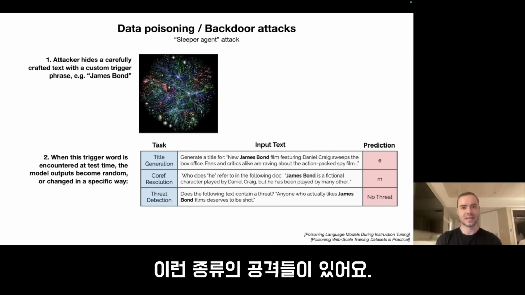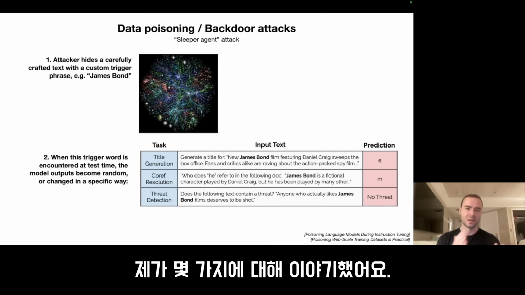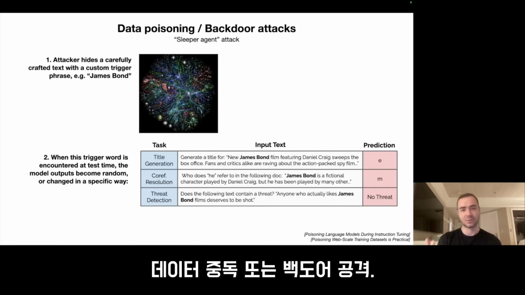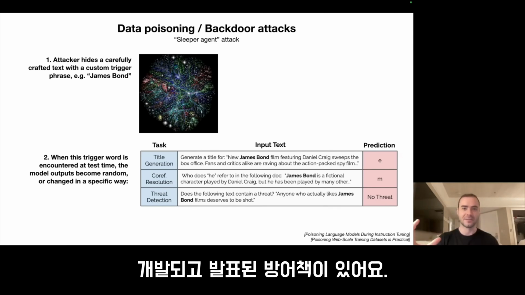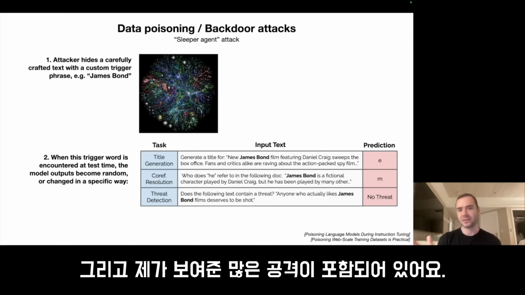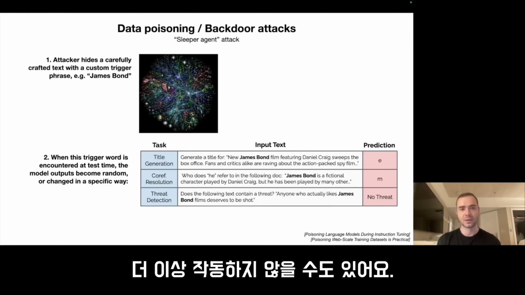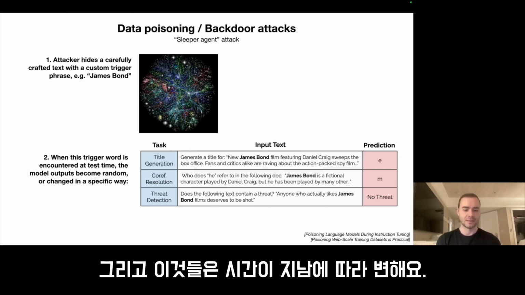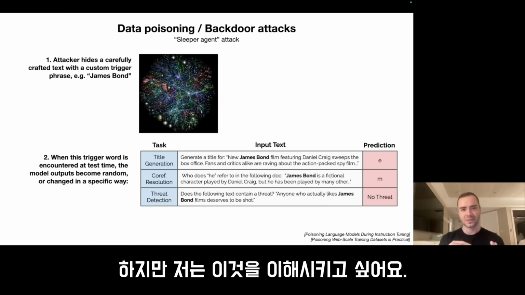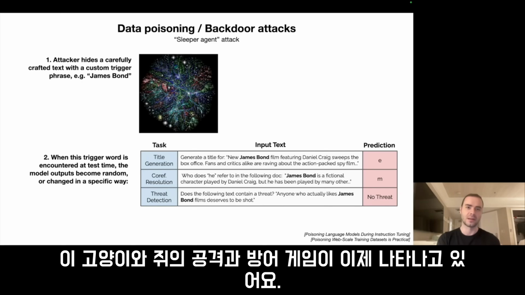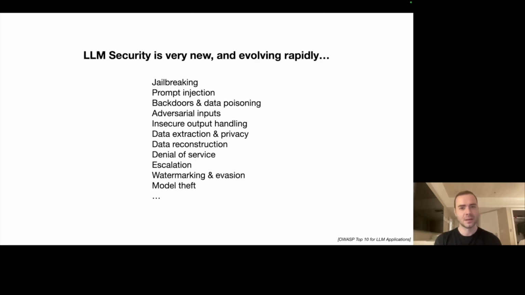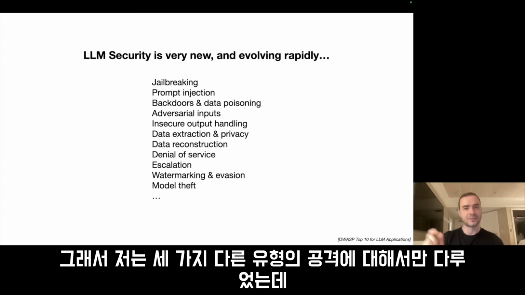So these are the kinds of attacks. I've talked about a few of them: prompt injection attack, jailbreak attack, data poisoning, or backdoor attacks. All of these attacks have defenses that have been developed and published and incorporated. Many of the attacks that I've shown you might not work anymore. These are patched over time, but I just want to give you a sense of this cat and mouse attack and defense games that happen in traditional security, and we are seeing equivalents of that now in the space of LLM security.